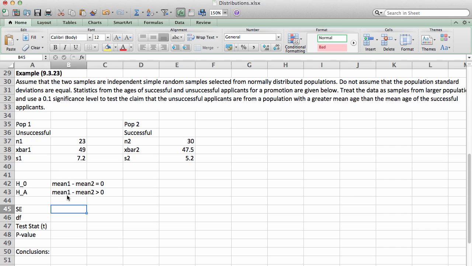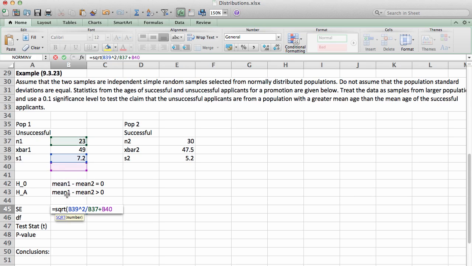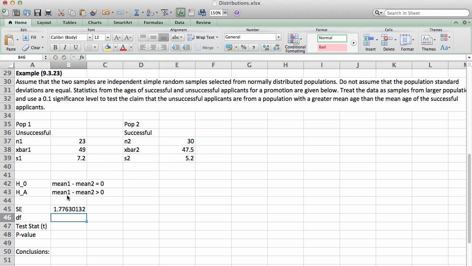Now I need to compute standard error, and I need to use the standard error formula that corresponds to two independent samples. And that looks like the square root of the first standard deviation squared divided by the first sample size, plus the second standard deviation squared divided by the second sample size. And that sum takes place under the square root. This is called a standard error again because I don't know the population standard deviations, so I'm using the sample standard deviations to approximate those, and I call this number a standard error instead of a standard deviation.